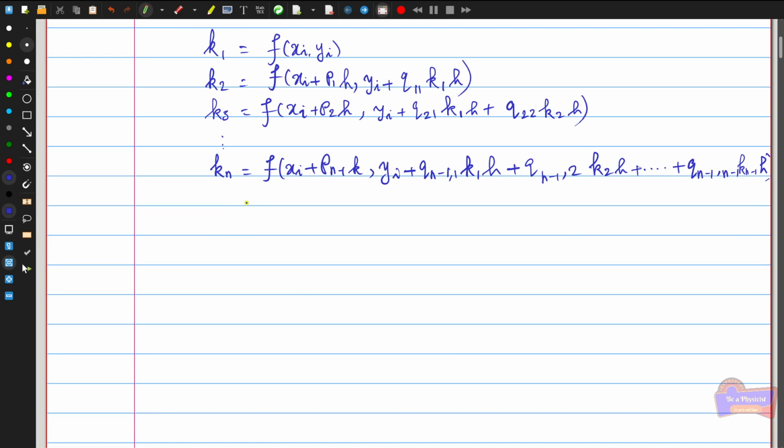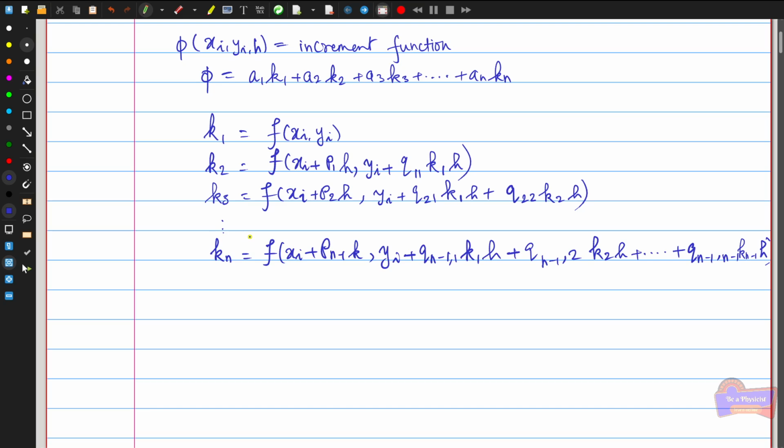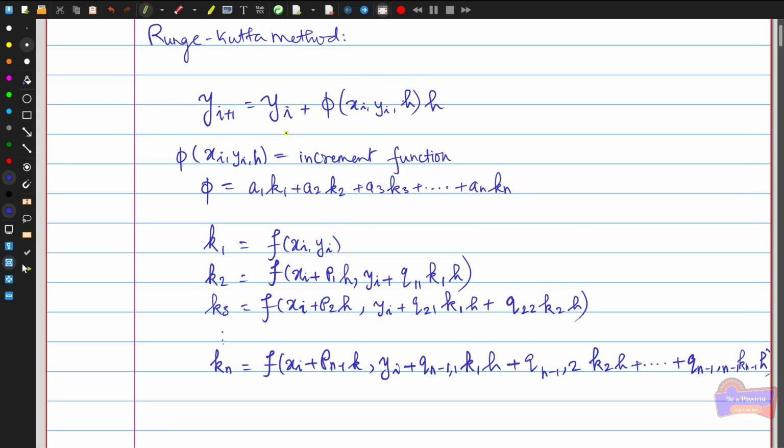As I already told you, various types of Runge-Kutta methods can be derived by employing different numbers of terms in the increment function, as specified by n. For the first order Runge-Kutta method, the n value will be 1. If you put n equal to 1 in this equation, it is nothing but Euler's method.